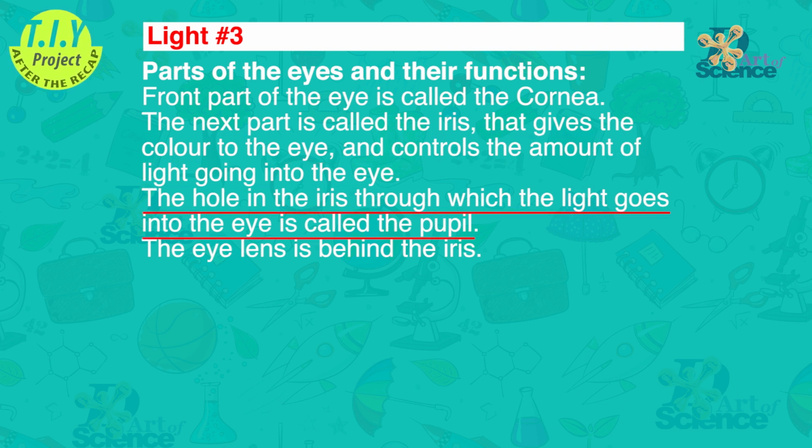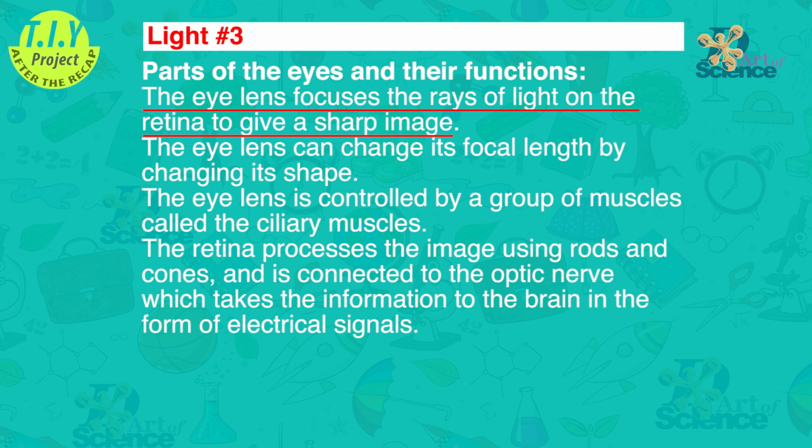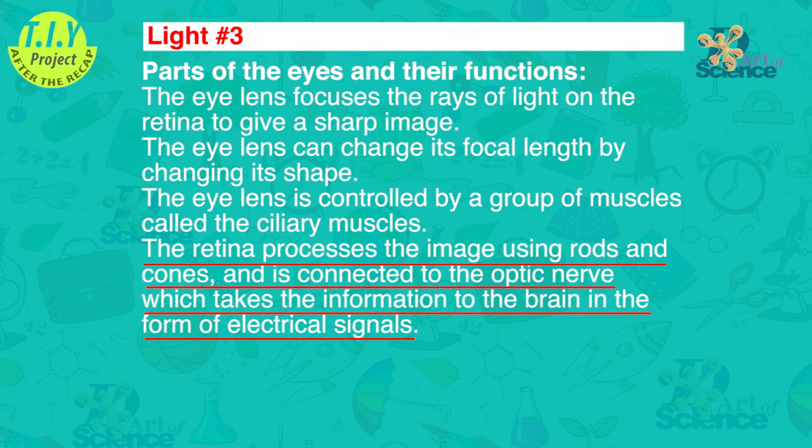The hole in the iris through which the light goes into the eye is called the pupil. The eye lens is behind the iris. The eye lens focuses the rays of light on the retina to give a sharp image. The eye lens can change its focal length by changing its shape. The eye lens is controlled by a group of muscles called the ciliary muscles. The retina processes the image using rods and cones and is connected to the optic nerve, which takes the information to the brain in the form of electrical signals.